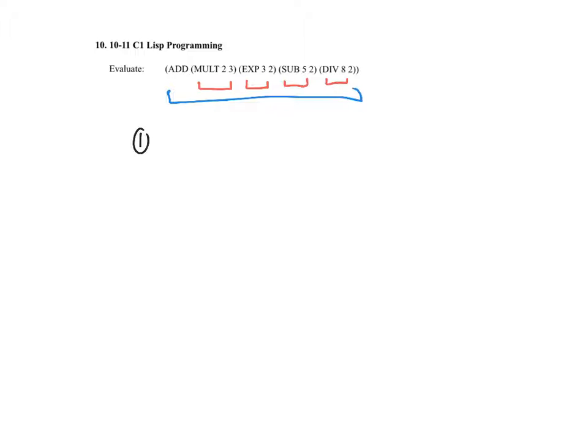So first, I'm going to figure out what those individual functions equal. Mult 2, 3 is just saying multiply 2 by 3, which is 6. Exp 3, 2 is just saying raise 3 to the second power, which is 9.